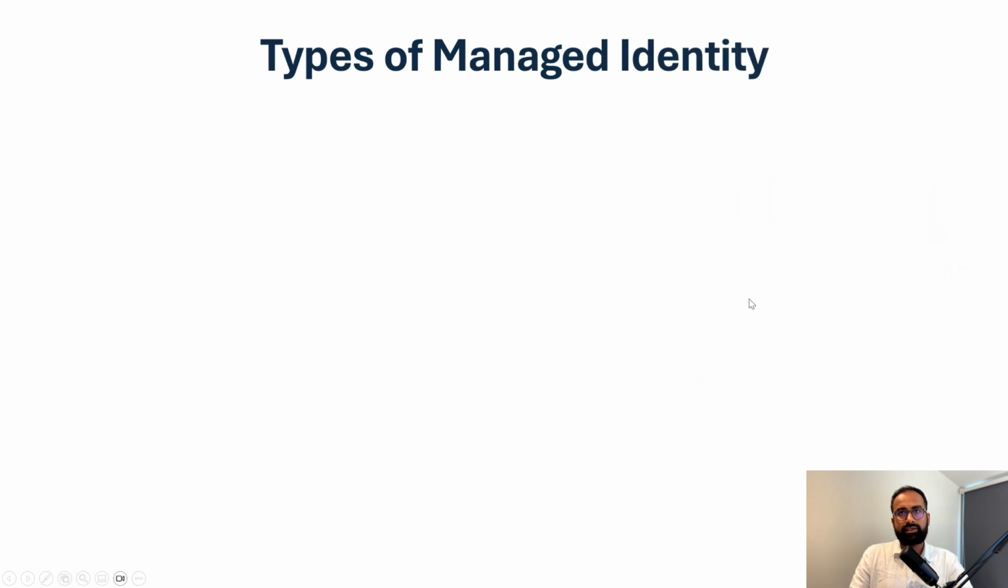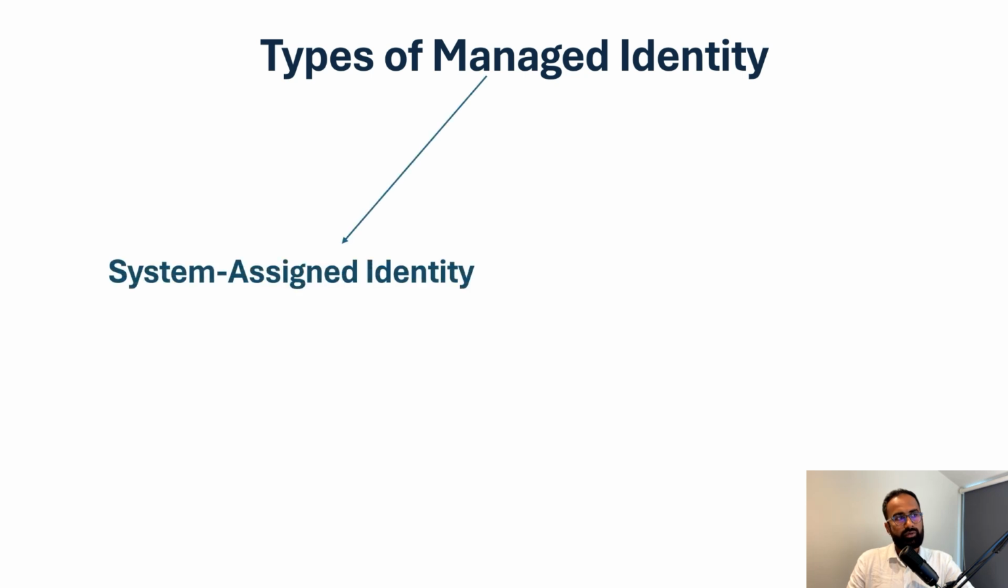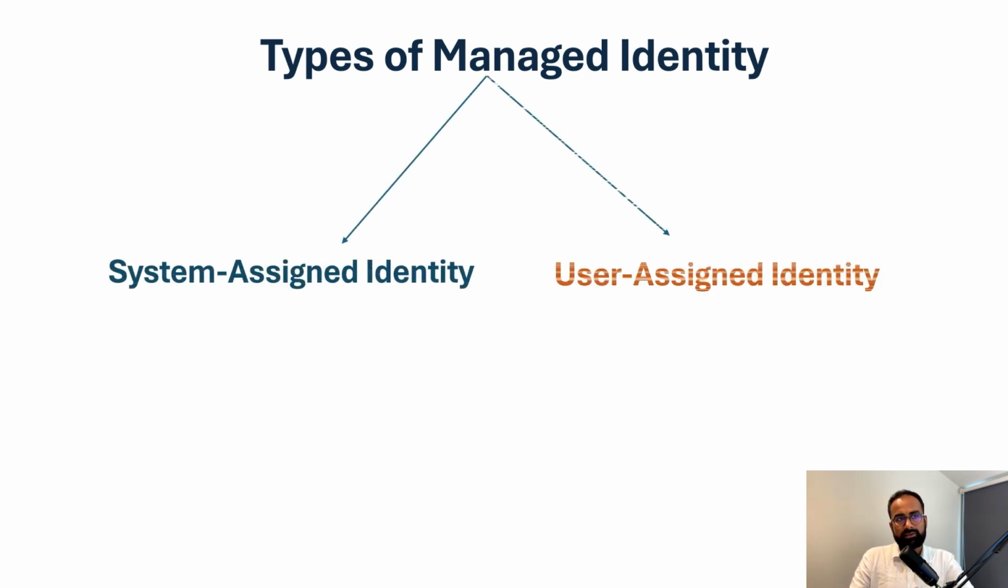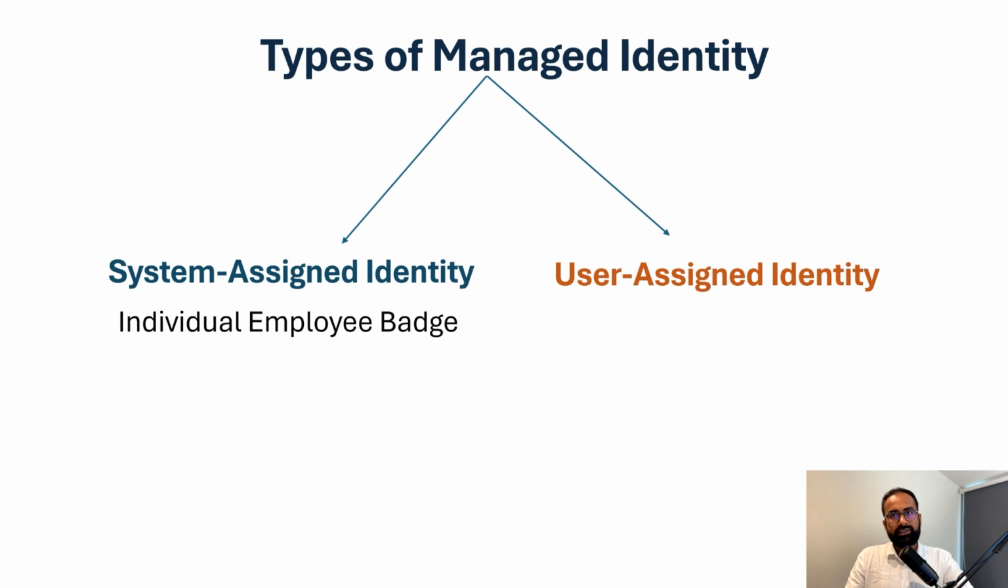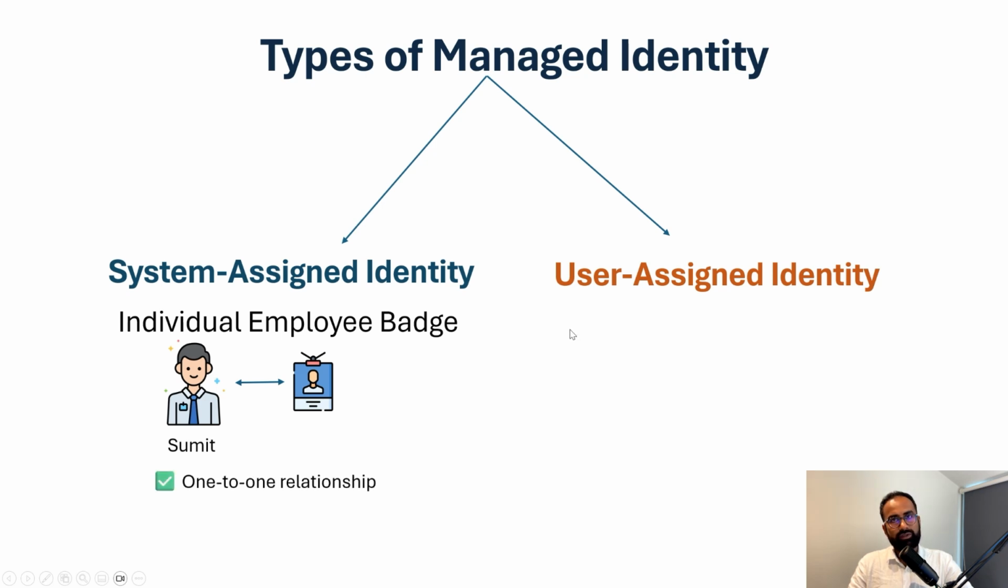Now let's understand the types of managed identity. There are two types: one is system assigned identity, and the second is user assigned identity. System assigned identity is like an individual employee badge, where one employee gets their own identity. So it has a one-to-one relationship. It also has automatic cleanup, because when the Azure resource is deleted, the identity also gets deleted. And this identity cannot be shared.